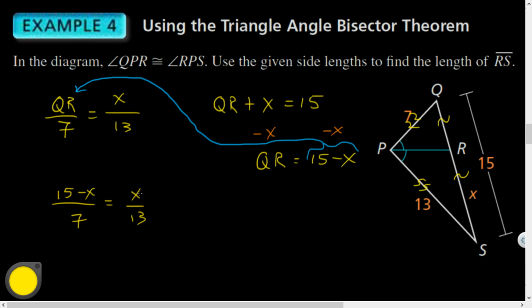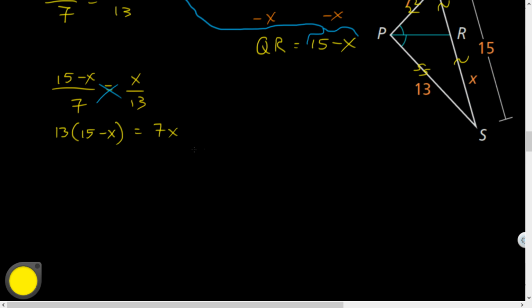So to solve this, now I've got 1 equation and 1 unknown. Cross multiply is probably what you guys are fans of. I can't add x to both sides because this one's locked inside the numerator. If I multiply both sides by 7, then I could add x to both sides. But I'll do the cross multiplication here. So 13 times (15 minus x) is equal to 7x. Now I could distribute and solve. But yeah, I can't access that x when it's inside of a numerator.